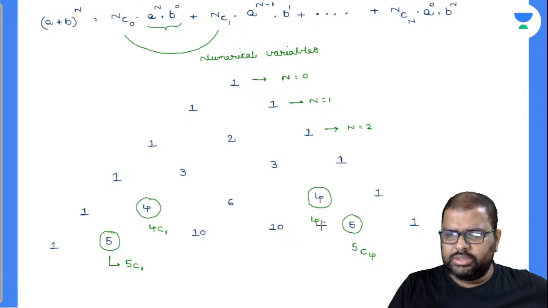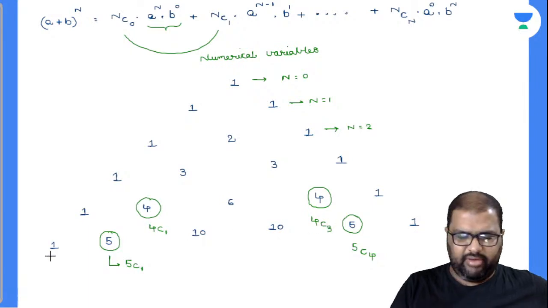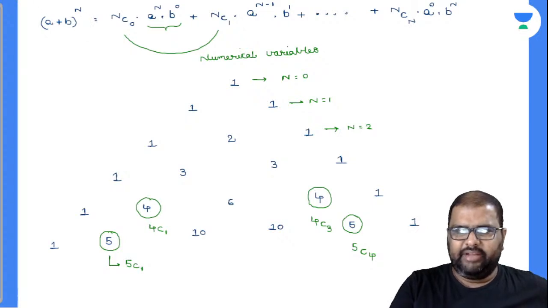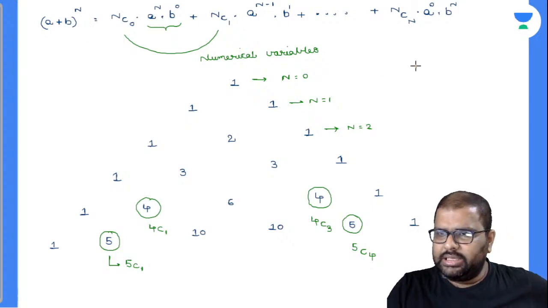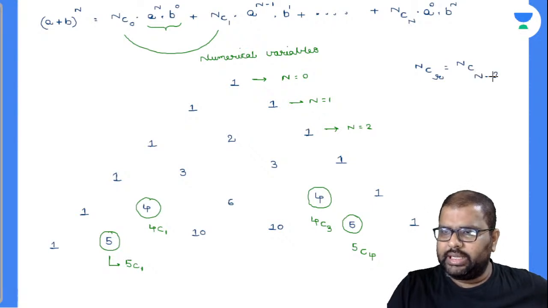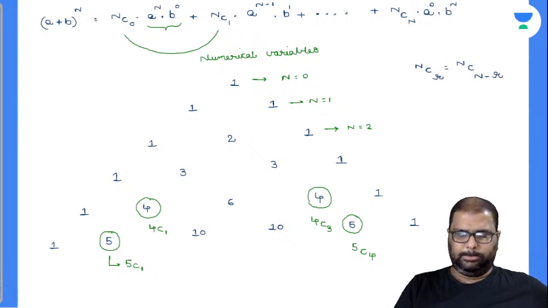Now, when you closely observe there, whatever the underlined values, all are the same. Am I right or wrong? By this, can I define this thing there? NCR is equal to NCN minus R. Can I conclude this point there? Yes, I can conclude this point perfectly.